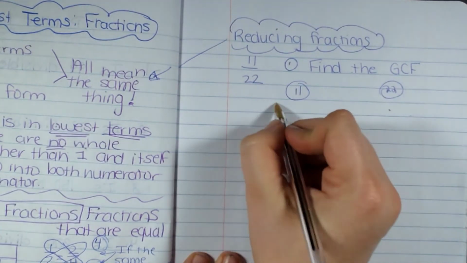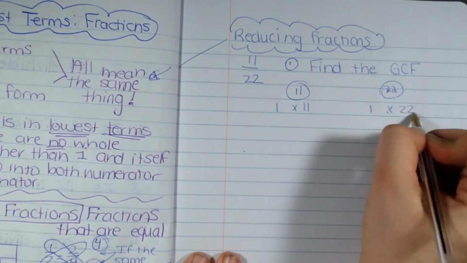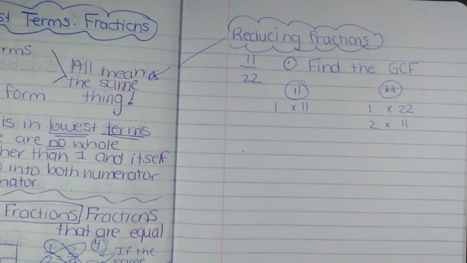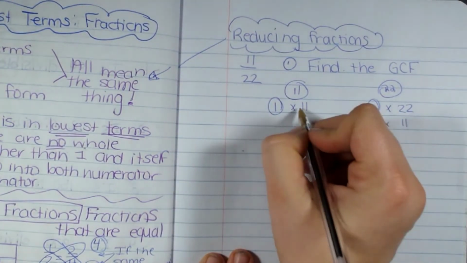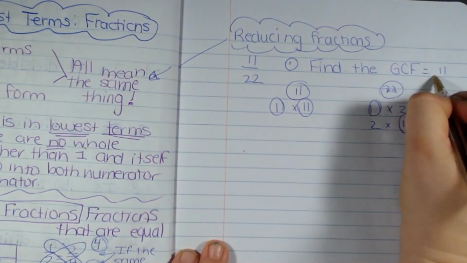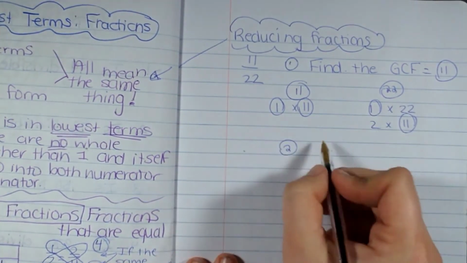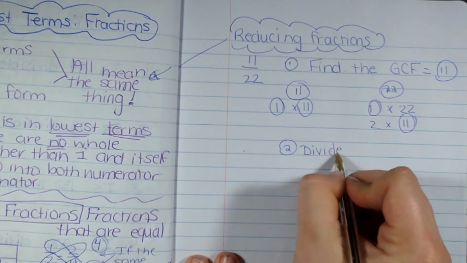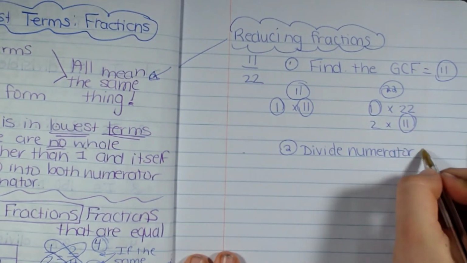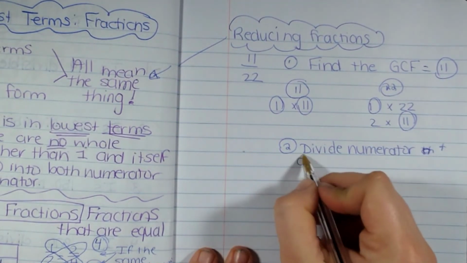Okay, so I find things that I multiply together to get that number. The numbers that they have in common are 1 and 11. The largest number that they have in common is 11. Okay? So what I'm going to do, the second step, is I'm going to divide the numerator, the number on top, and the denominator by the GCF.